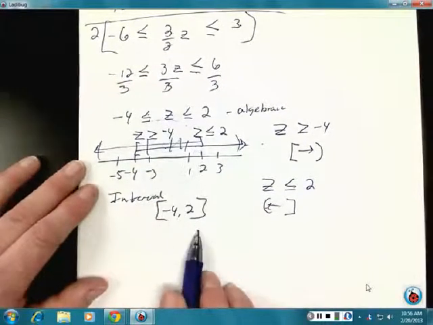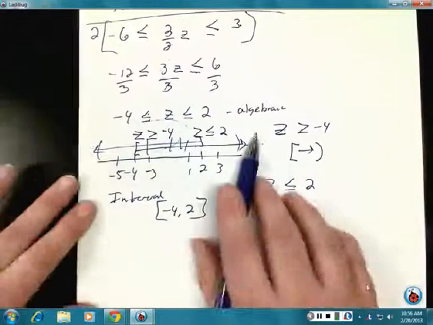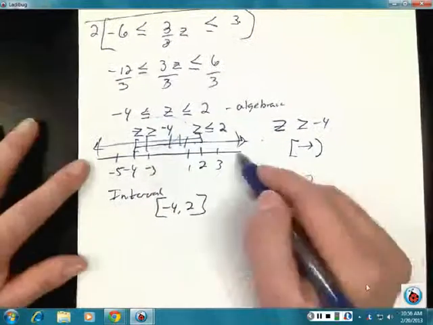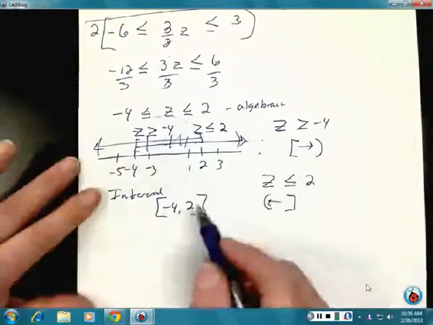So, you're always going to have to put parentheses at the end then? For infinities, always. Infinities are always parentheses. Yep. They'll never be brackets because I don't know where they end. But this is an infinity. No, this is your interval answer.